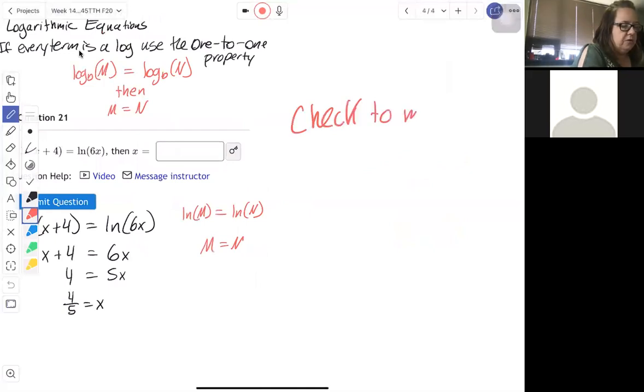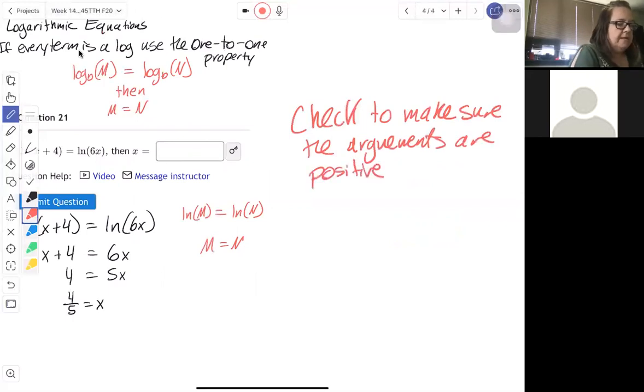Check to make sure the arguments are positive. Now, it doesn't really matter what number we get. We just want to make sure they're positives, okay? So you can check them with the calculator if you have a weird fraction, or you don't even have to go so far as to check them that close. You just need to make sure they're going to give you a positive number.